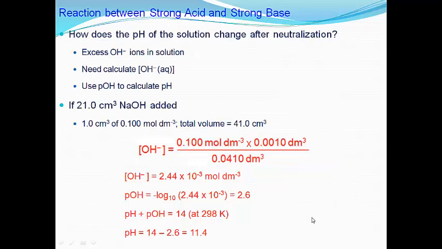So how does the pH of the solution, I'm not sure if I'm supposed to get there. Yes, I am supposed to.